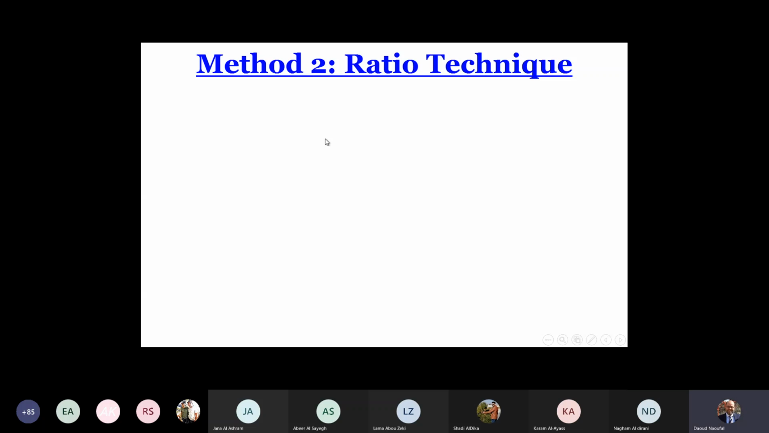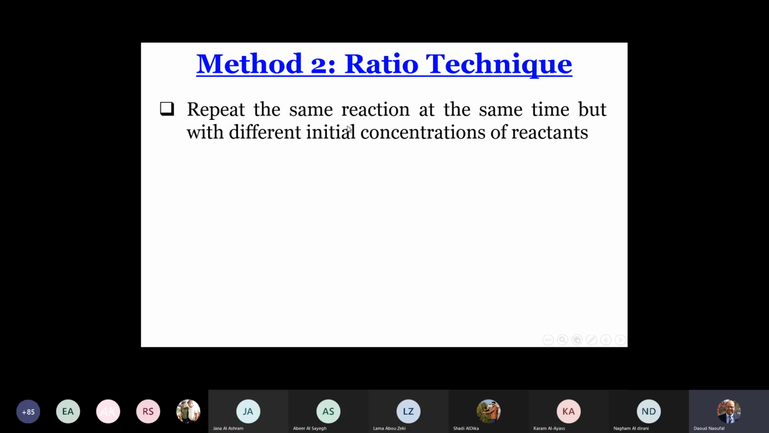We pass to method number 2 to find the partial orders M and N in order to deduce the global order of the reaction. Method number 2 is the ratio technique.